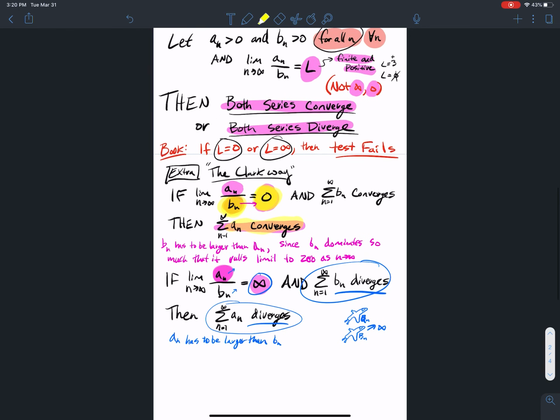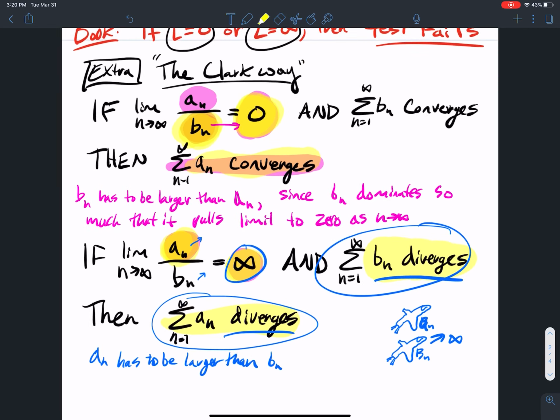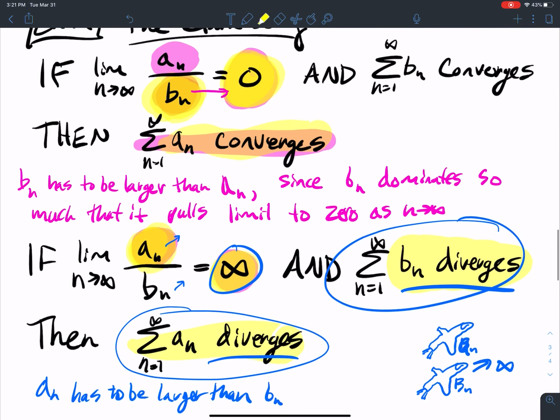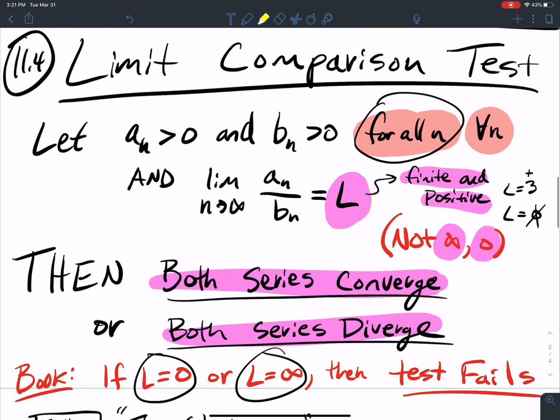And same way here. If I have infinity for my answer here, that means my an was dominant. Okay, it was more strong. It was growing faster. But if I know that my bn is already dominant and it's going to go to infinity, but the an's going to infinity even quicker, then an has to diverge as well. Okay? So those are just special cases there, so don't get too hung up on that. This is the main thing that we got to make sure that we know what we're doing. Okay?